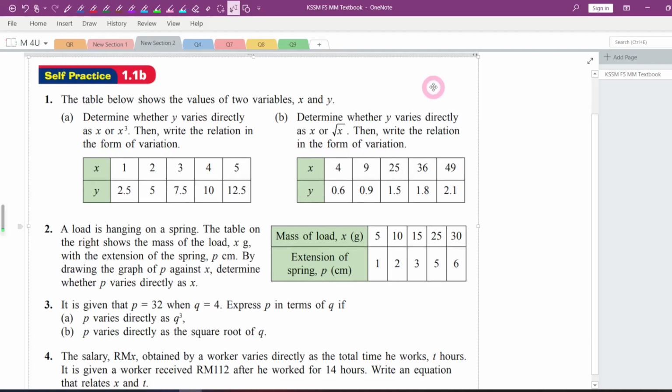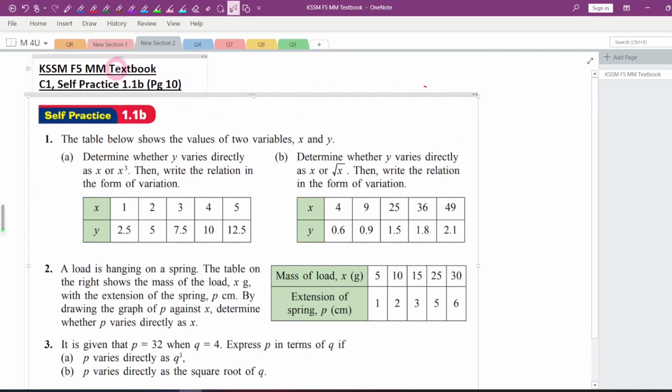Hi everybody, in this video, let's look at your Form 5 Monomath textbook, Chapter 1, Self-Practice 1.1b, page 10. Now, this part is for direct relation. I'm going to discuss with you some of the questions in this part, 1.1b.